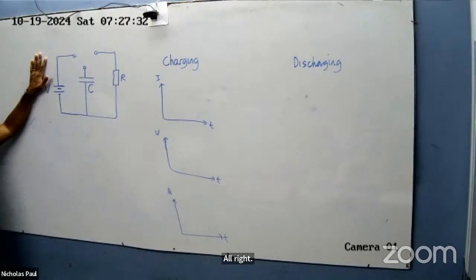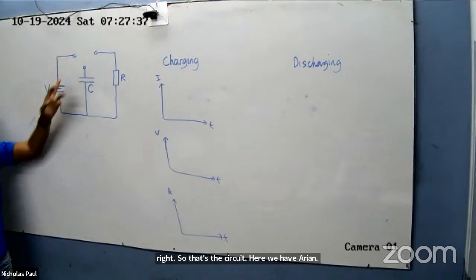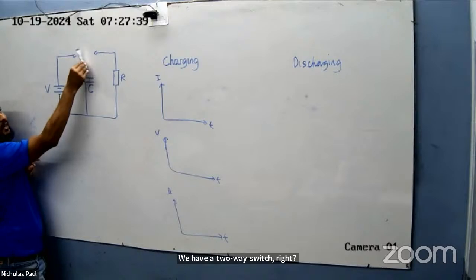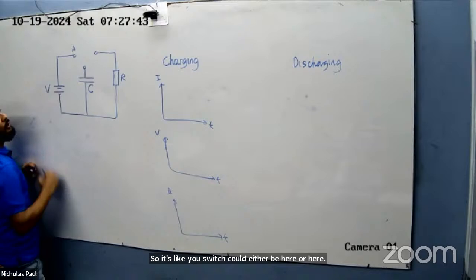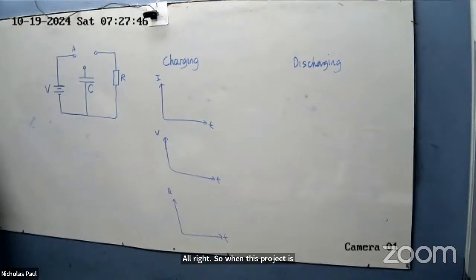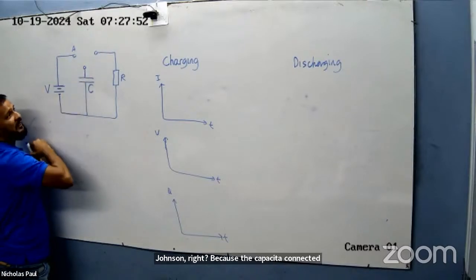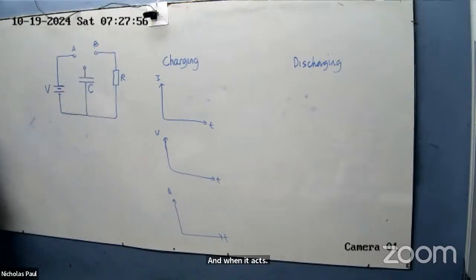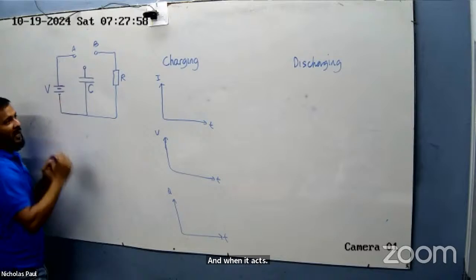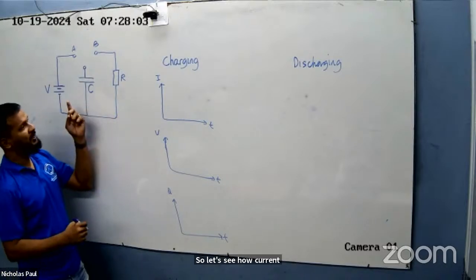Alright, so here's a circuit. Here we have a cell. We have a two-way switch, right? So the switch could either be here or here. Alright? So when the switch is at A, the capacitor will be charging or discharging? Charging, right? Because the capacitor is connected to the supply, and when it's at B, it begins to discharge, right? So let's see how current, voltage, and charge behave during the charging phase.